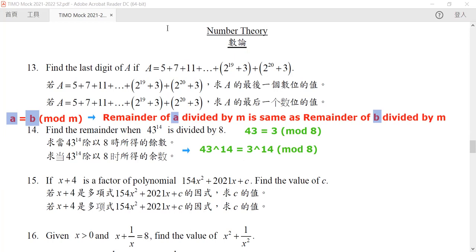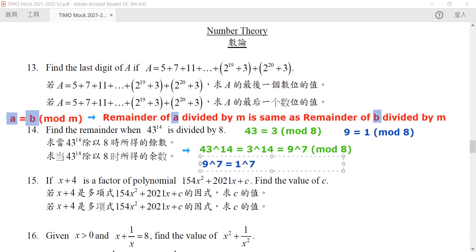But now let's compute even further. Why? Because what is 3 to the power 14? 3 to the power 14 is exactly equal to 9 to the power of 7. Okay, so far so good. But now let me apply another fact, because 9 is equivalent to 1 when divided by 8. So our 9 to the power 7 is equivalent to 1 to the power 7, and hence it will be equal to 1 mod 8.